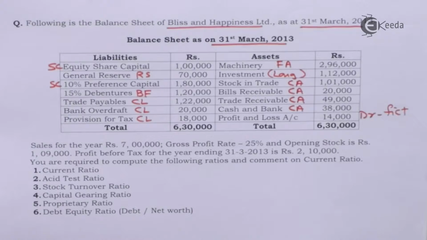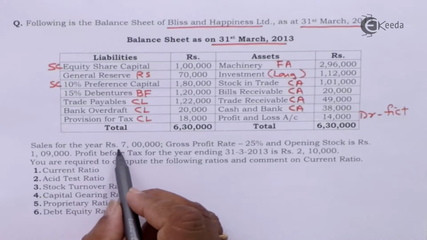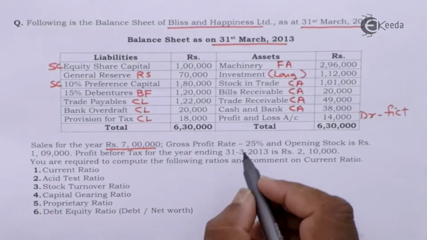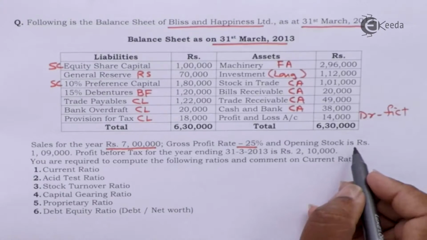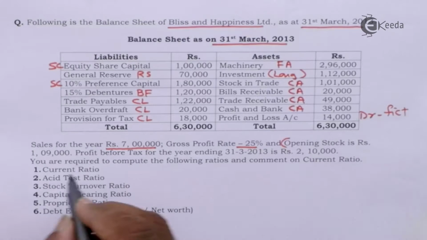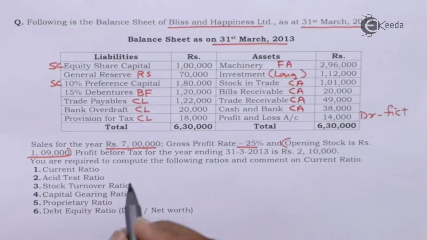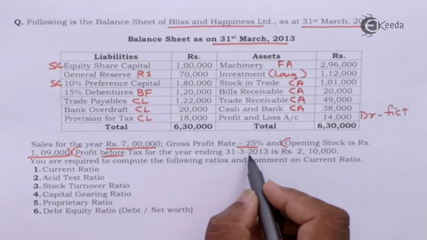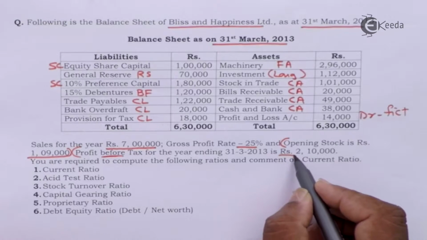Below the balance sheet we have certain information. Sales for the year rupees 7 lakhs. Gross profit rate 25%. Opening stock is rupees 1,09,000. Profit before tax for the year ended 31st March 2013 is 2,10,000.